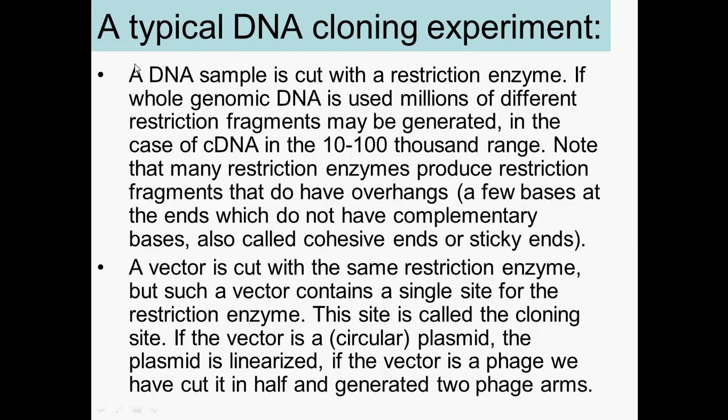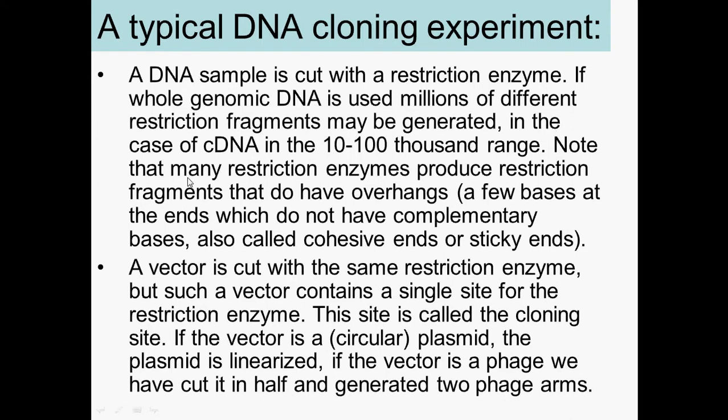Alright, so we'll go through this real quick. A DNA sample is cut with a restriction enzyme. If the whole genomic DNA is used, millions of different restriction fragments may be generated. So if you have 3 billion bases in the human genome and you cut it with a restriction enzyme that recognizes a site every 3,000, then you have a million. But if you're doing a cDNA, so if you have all the cDNA of a specific tissue type, then you might get 10 to 100,000 restriction fragments.